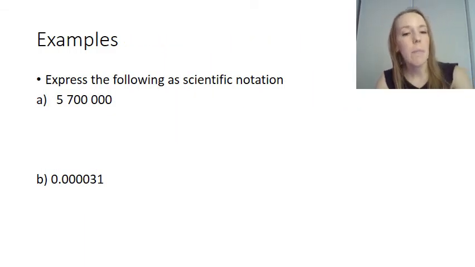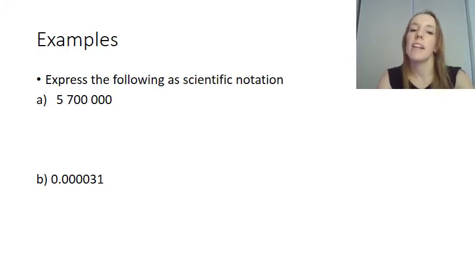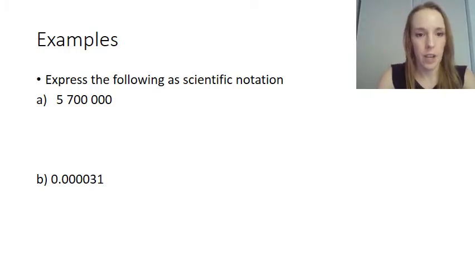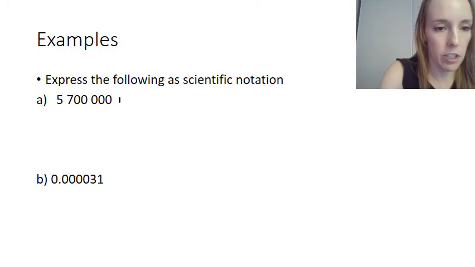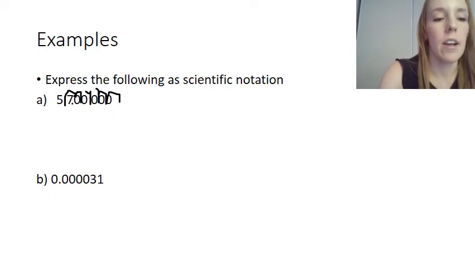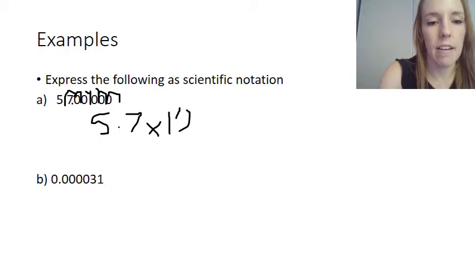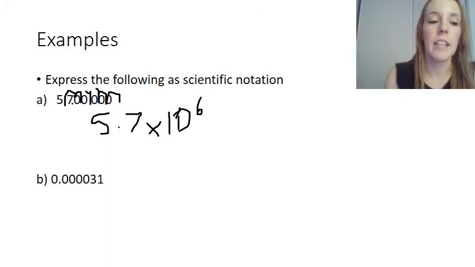Okay, so we've got some examples here. Express the following in scientific notation. 5,700,000. The first thing we're going to do, remember, is shift that decimal point to the first digit. So we're shifting it 1, 2, 3, 4, 5, 6 places. So it becomes 5.7 times 10 to the power of 6.